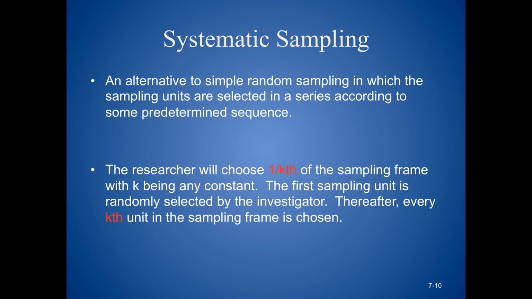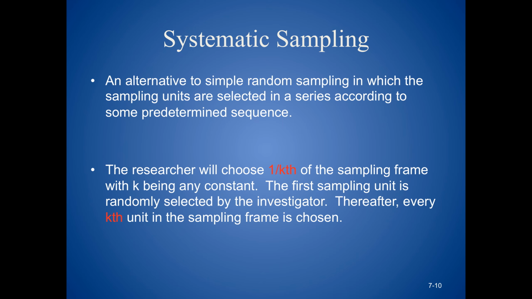Systematic sampling, so an alternative, is you will say, okay, I'm going to take like 1 out of every 10 people. So the researcher will choose a sampling frame, and here K is a constant. So then you'll take every 10th person from the sampling frame.